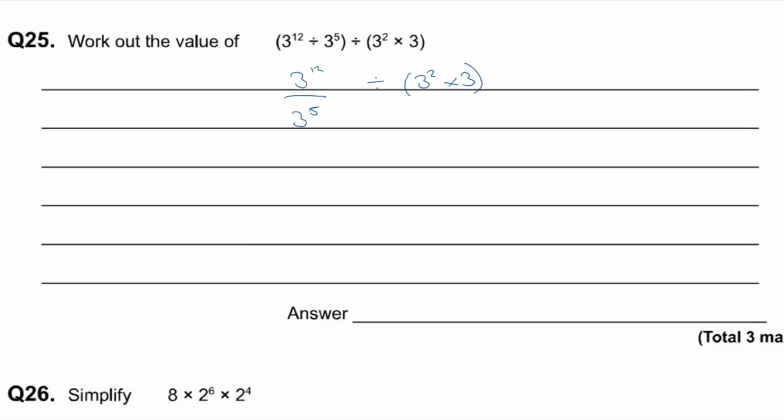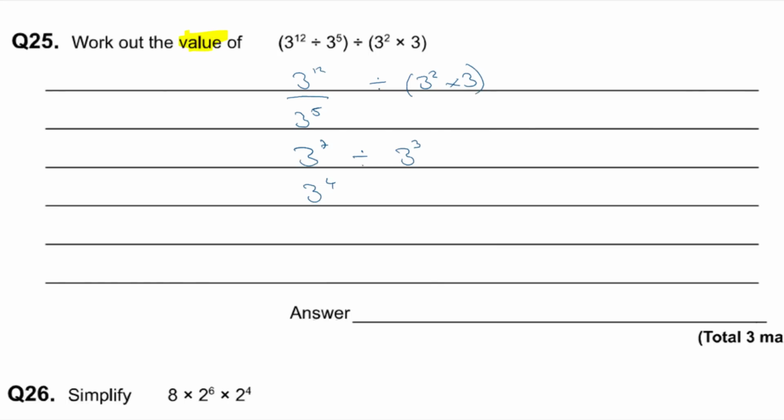Let's just tidy that up a little bit. So 3 to the 12 divided by 3 to the 5 is going to be 3 to the 12 take away 5. That's 3 to the 7. Divided by, and then I've got 3 squared times 3. That's 3 cubed. Just combining those two together. And then I've got 3 to the 7 divided by 3 cubed. So same base, subtract the indices. That's 3 to the 4, isn't it? Now we need the value here, so let's evaluate it. 3 to the power 4. 3 times 3 is 9, times 3 is 27, times 3 is 81. So the value of that is going to be 81.